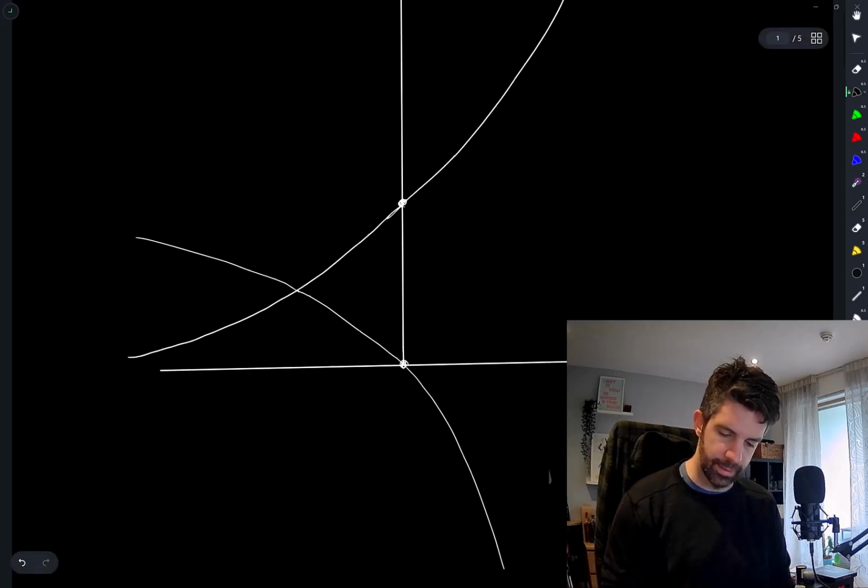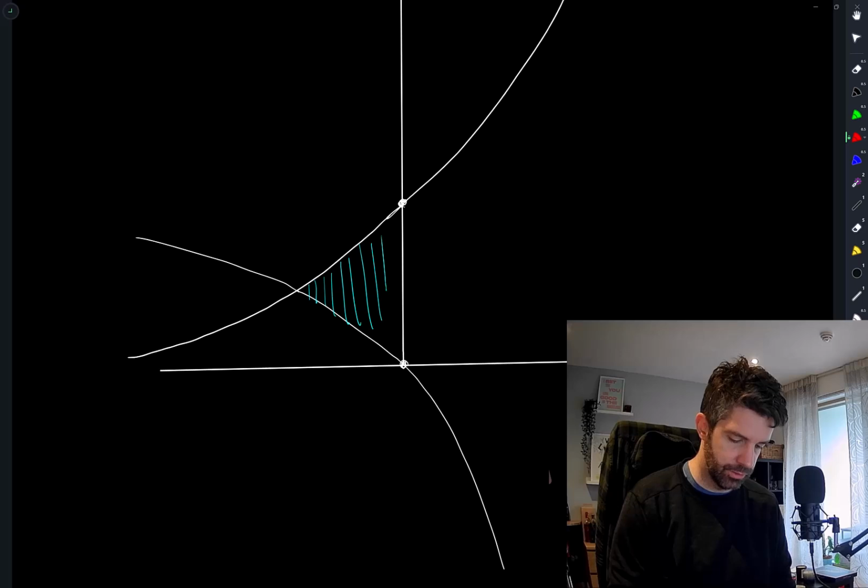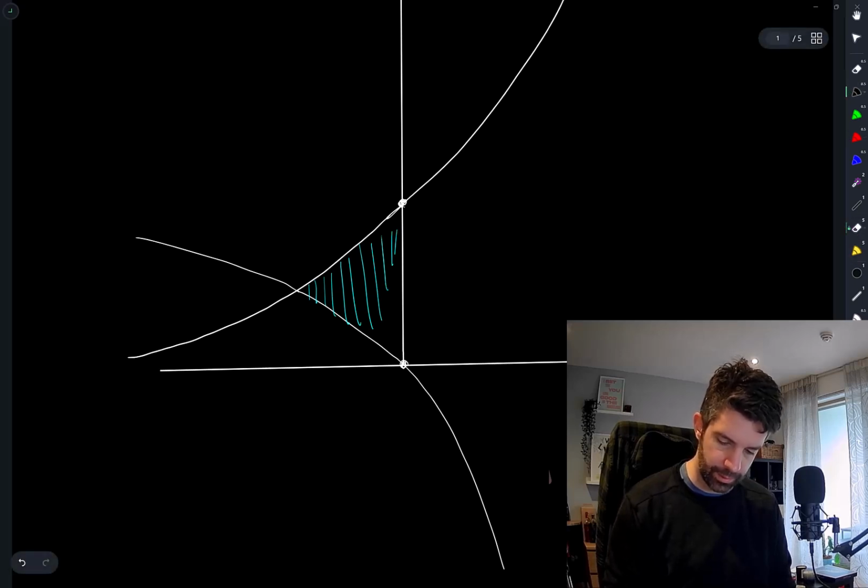I don't know why it took me so long to figure out what the region is going to look like. So we're looking for this. I can probably erase some part there that we don't need. Okay.